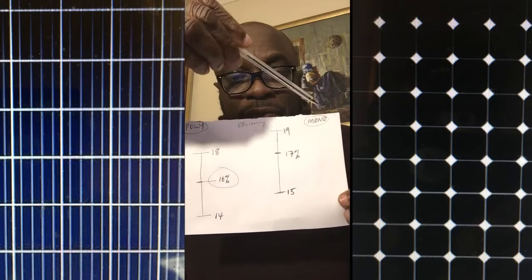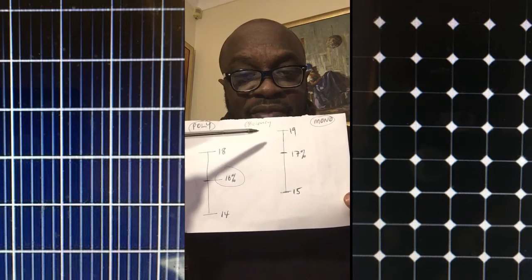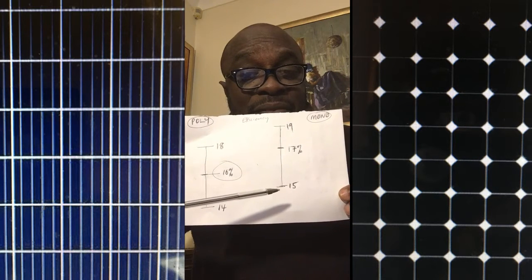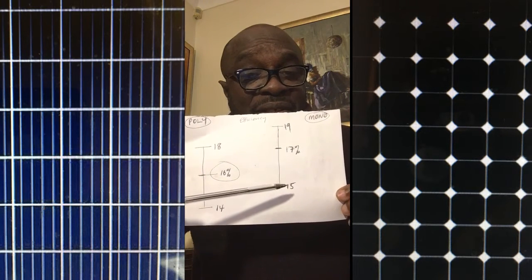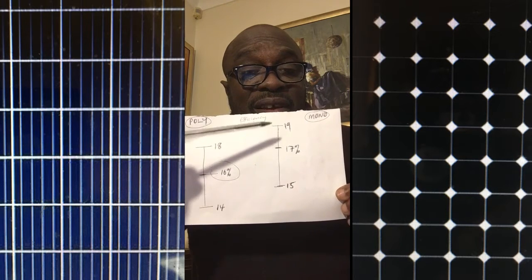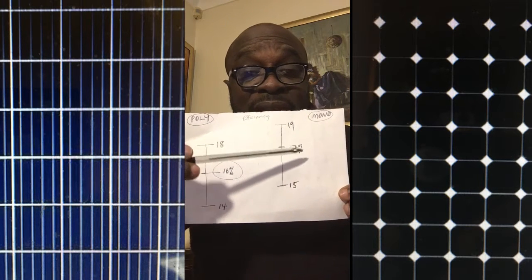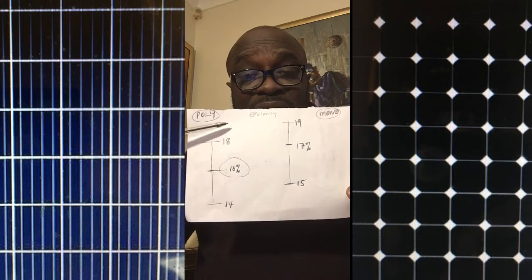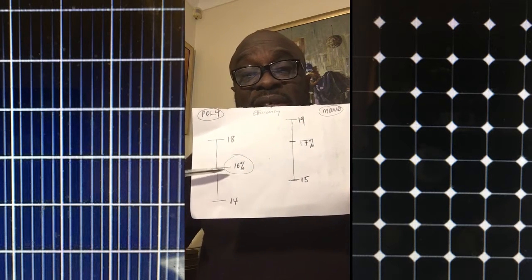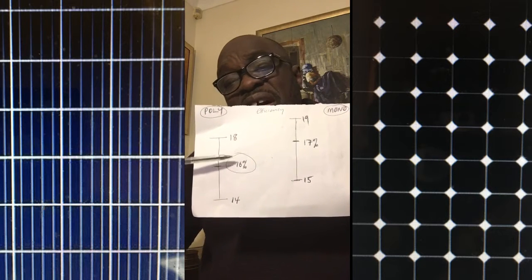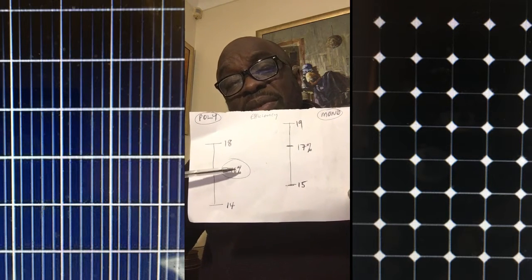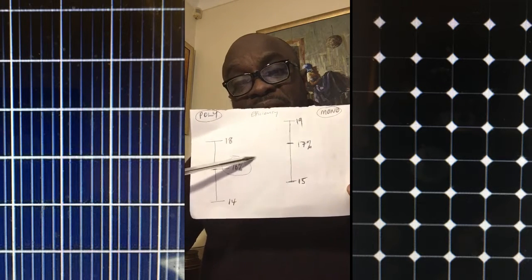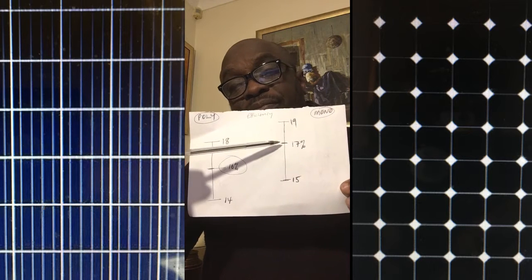So that's your mono, and this is your poly. And in terms of efficiency, you can see that the monos typically post efficiencies of between 15 and 19, typically about 17% efficiency. You have your polys posting efficiencies, typically about 16%, some 15.5, 16%, thereabouts. Usually there's about a 1% difference in efficiencies between the polys and the monos.